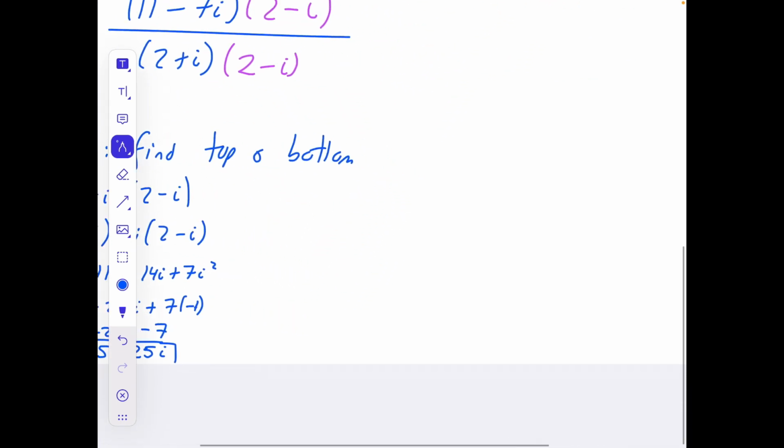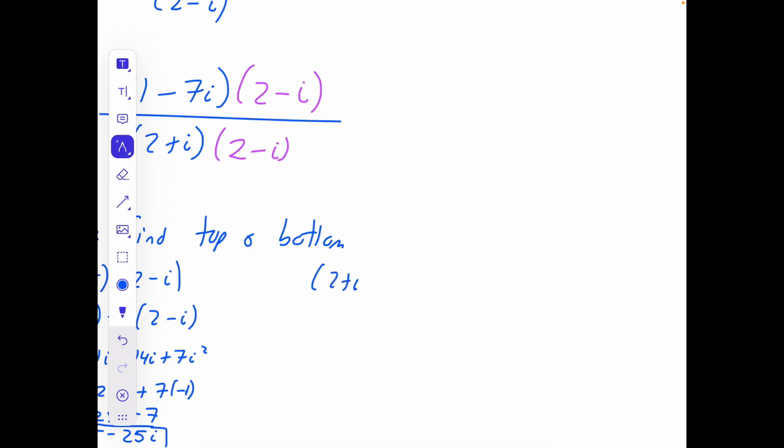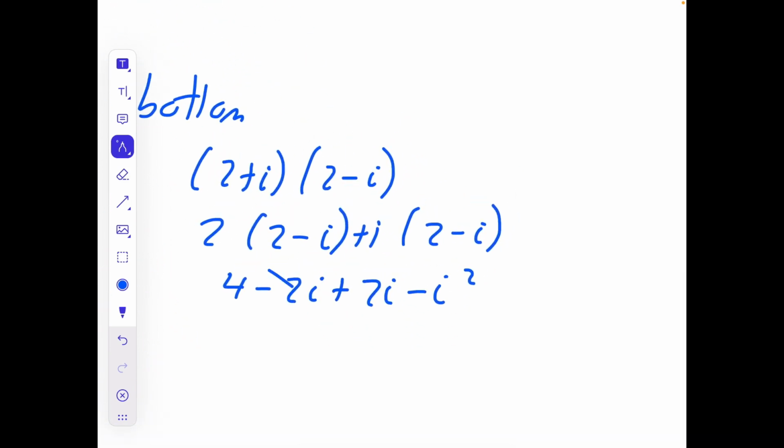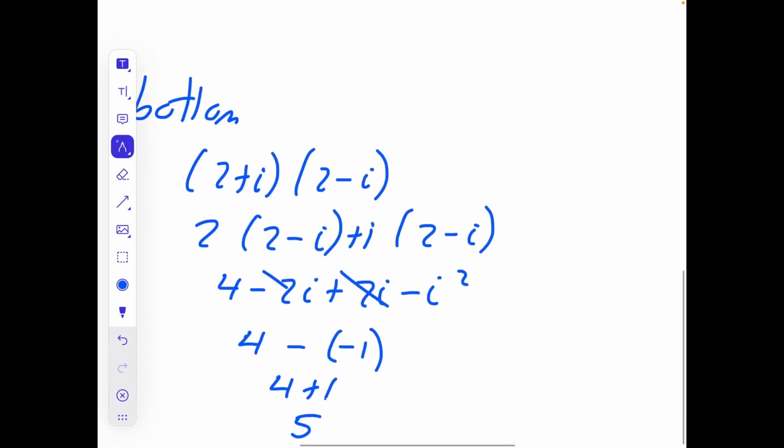Now we're going to do the same thing with the bottom. So we're going to multiply 2 plus i by 2 minus i. Write down the second bracket twice. Split up the first bracket. Okay, what you should notice here, the minus 2i and the plus 2i will cancel. So it'll be 4 minus, now i squared you change to minus 1, which will be 4 plus 1, which will be 5.